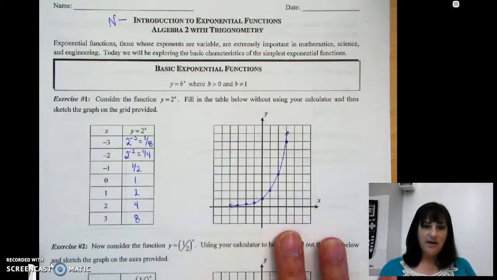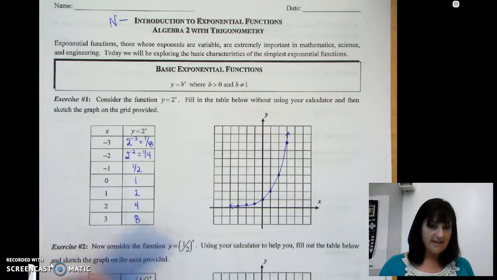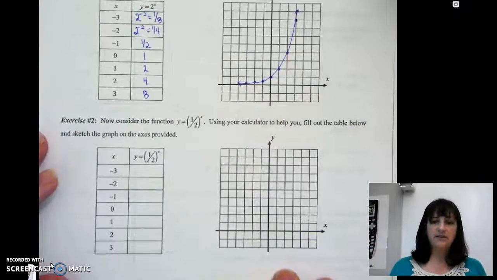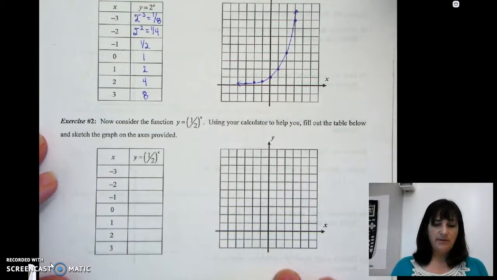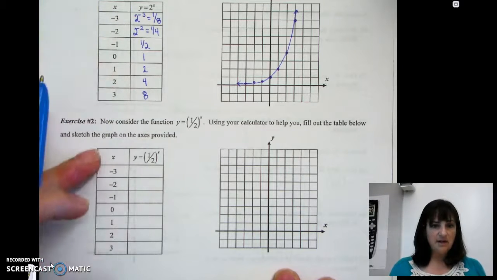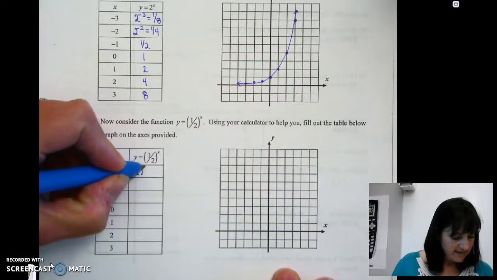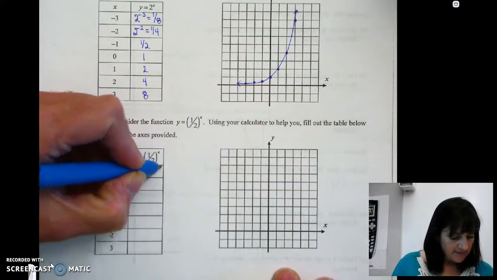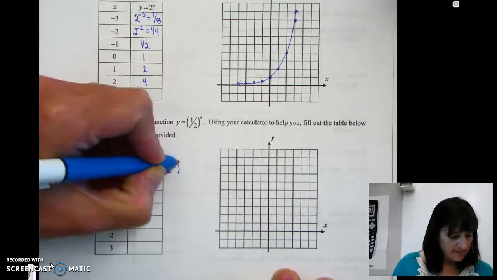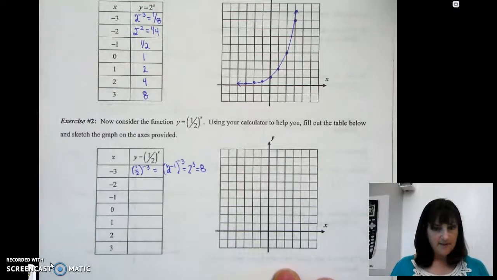Okay, excellent. Now let's go ahead and graph a related function. Let's graph 1/2 to the x. It says here on the directions that you can use your calculator to help you fill out the table, but I think if we think about this a little bit, we might be able to use the numbers in the previous table to help us complete this one. So if we take 1/2 to the -3, I know that's going to be the same as 2 to the -1 to the -3, and that's 2 cubed, which is 8.